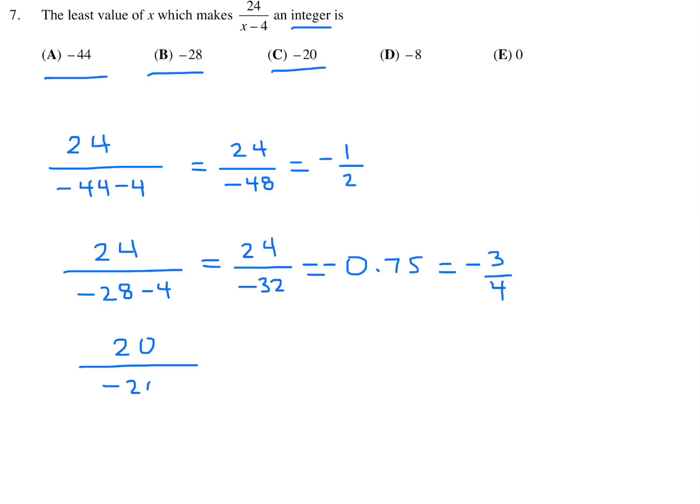Minus 20 minus 4 becomes minus 24. This becomes 24 over negative 24, which is negative 1, and that is an integer. So therefore, this is the answer because these ones are bigger than minus 20. So even if those led to an integer, we're not interested because we want the least value of x that makes that expression an integer. So 7 is C.